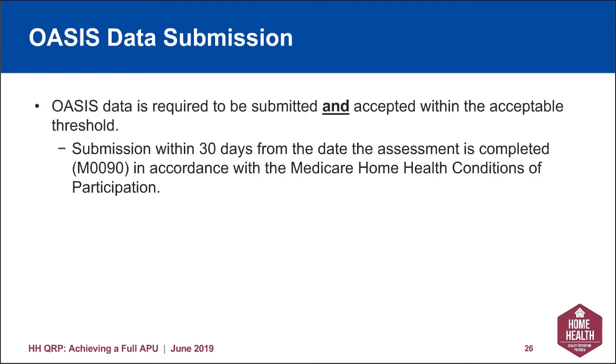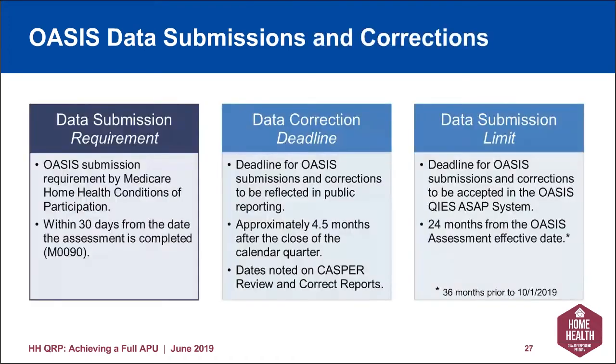It is highly recommended that you submit data within the first 14 days, ideally 7 to 14 days to be extra safe, and to be sure that it is accepted by the 30-day deadline. If you experience any issues, you still have plenty of time to ensure the acceptance of your data. The OASIS data submission compliancy thresholds have been incrementally increased and are now set at 90% for the calendar year 2020 and beyond.